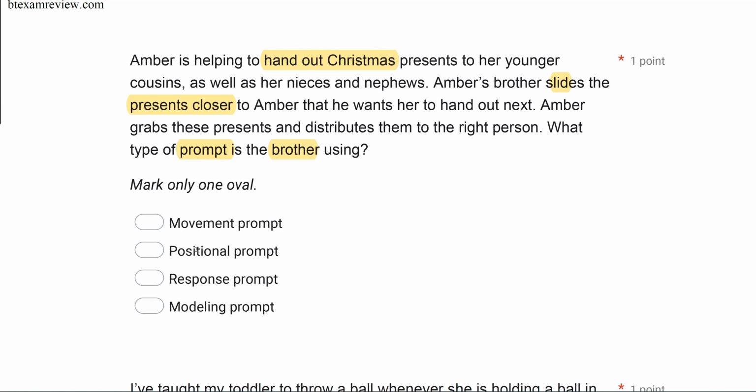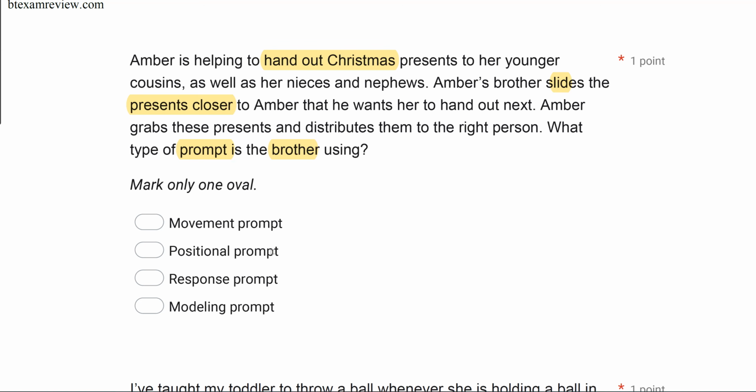Positional is when we act on the stimulus and move the stimulus in order to evoke a response we want. And that's what the brother is doing here. He's doing a positional prompt. It's not a response prompt. Response prompts are like modeling and physical prompts that act directly on the response. Here we're manipulating the antecedent stimulus, and it isn't modeling because the brother is not modeling what he wants to see. He's simply manipulating stimulus.